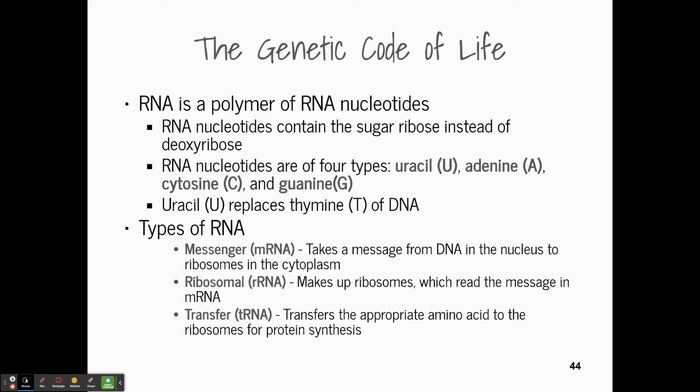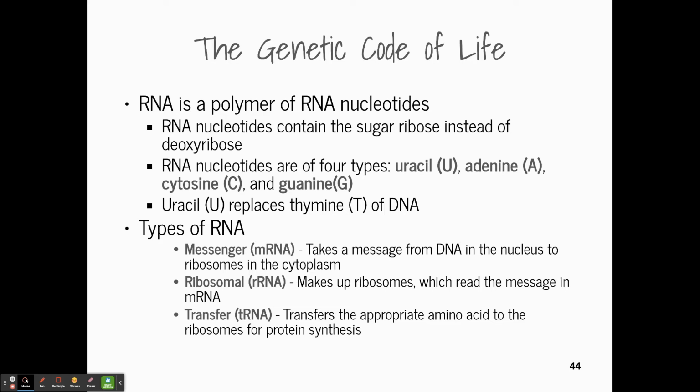There are 3 types of RNA which you should know about. We have messenger RNA, or mRNA, rRNA, which is ribosomal RNA, and tRNA, or transfer RNA. Okay? mRNA takes the message from DNA in the nucleus to the ribosomes in the cytoplasm.